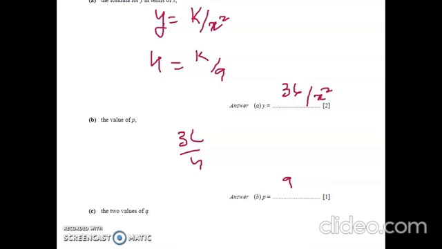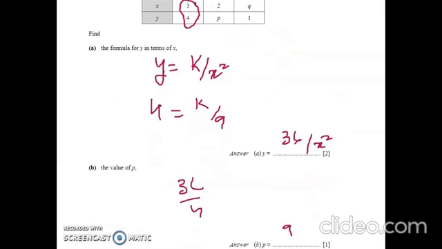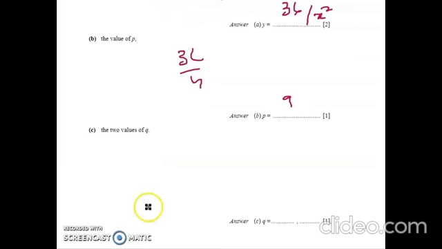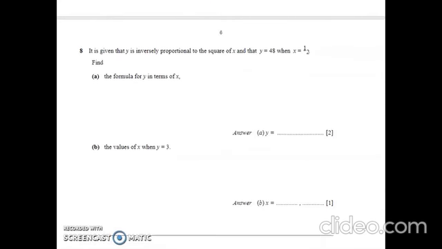And then the two values of q. So basically, what was the y value? Y value is 1. The formula is y is equal to 36 upon x square. So that makes it 1 is equal to 36 upon x square. So x square equals 36. So the values will be 6 and minus 6 when we take the square root. Okay.